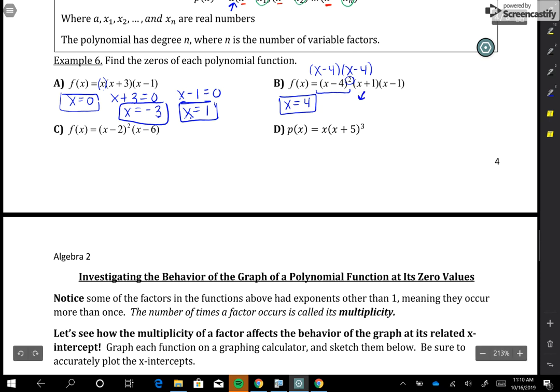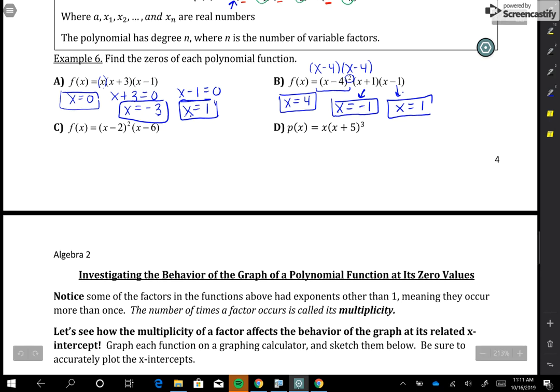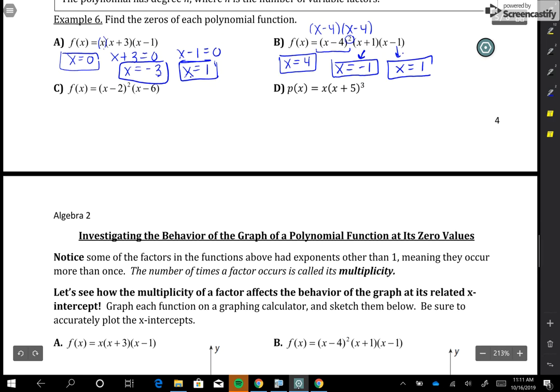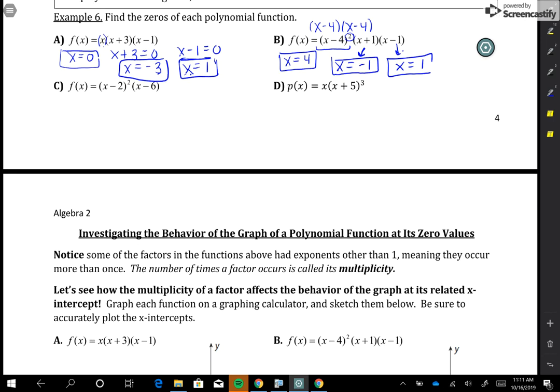From this factor x plus 1, I will get the 0 value of negative 1. And from this value x minus 1, I will get the 0 value of positive 1. All right, moving on to C, I have f of x equals the quantity x minus 2 squared, and then x minus 6. So again, this one is squared, which we'll talk about in a little bit, but the factor is just plain x minus 2. So what would make that equal 0? It would be positive 2. And then the factor x minus 6, I would have the 0 value positive 6.